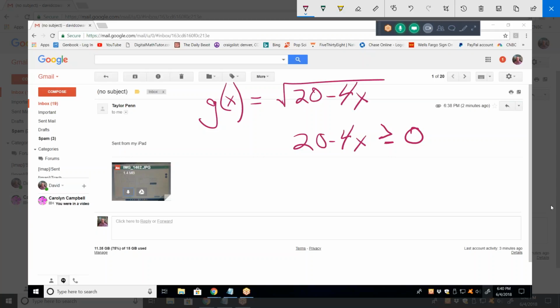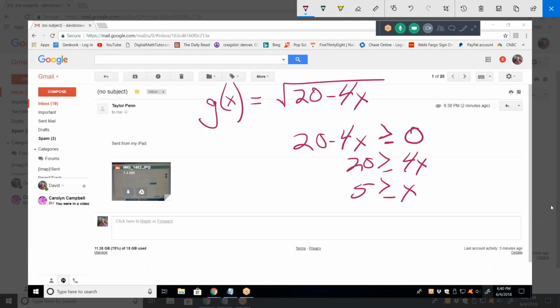Okay, so plus 4x, and divide both sides by 4, and then it'll be x equals 5, or not equals, it'll be x is less than or equal to 5. And then it says write it in interval notation. Okay, so what is that?